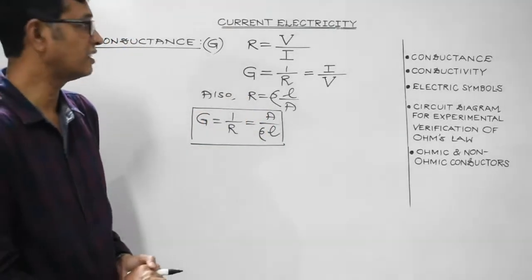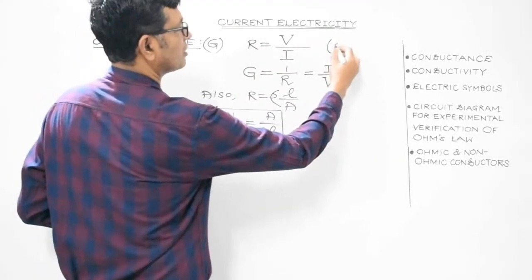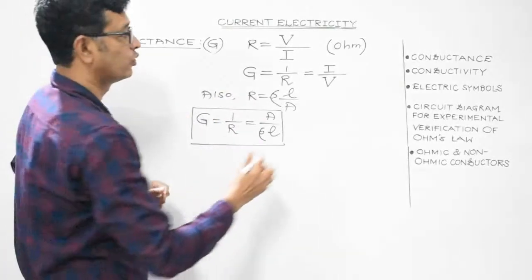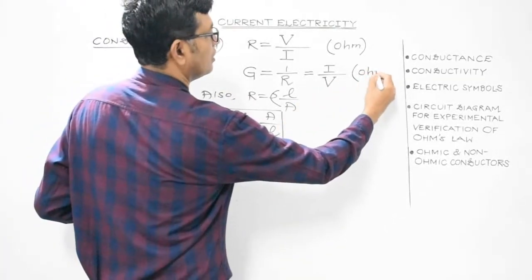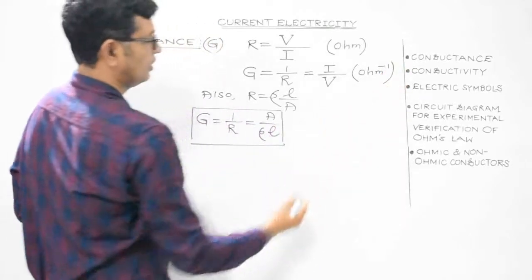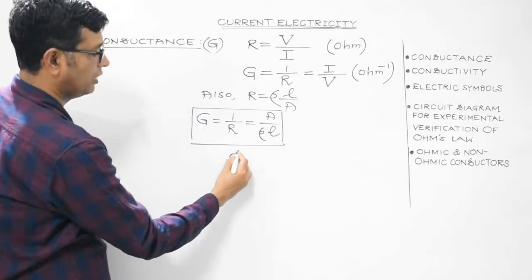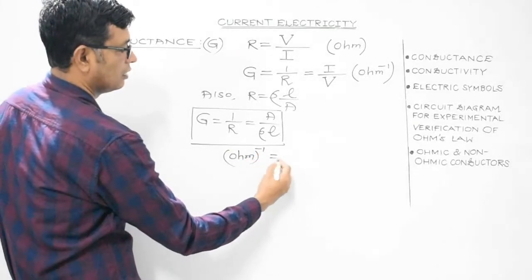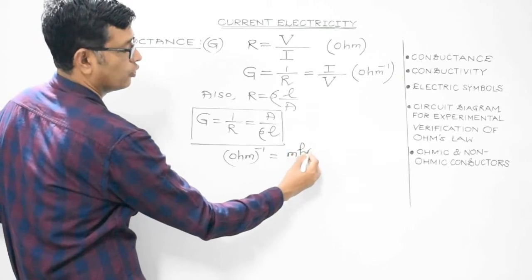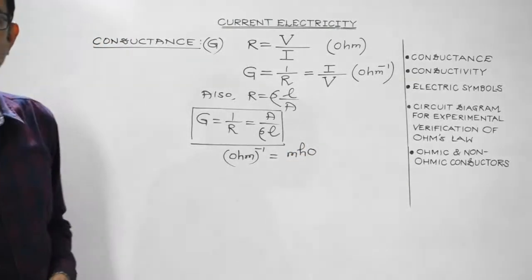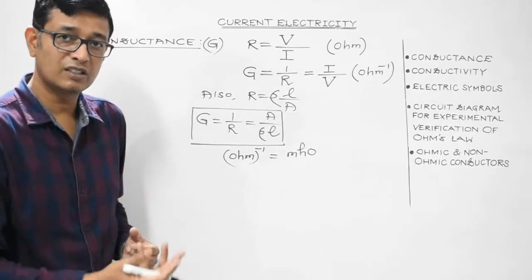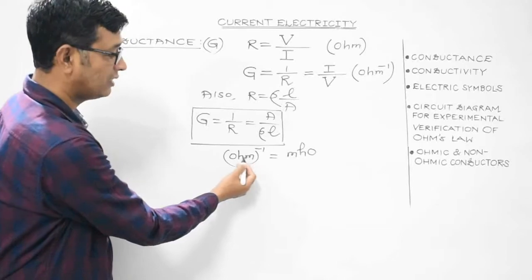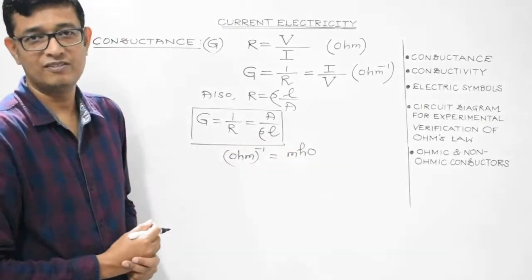Now students, regarding its SI unit. SI unit of resistance, we are aware, is ohm. So the unit of conductance would be ohm inverse. Ohm inverse may also be known as mho, M-H-O. So the SI unit of conductance is ohm inverse, or write the alphabets in the reverse order, it is also known as mho, right?